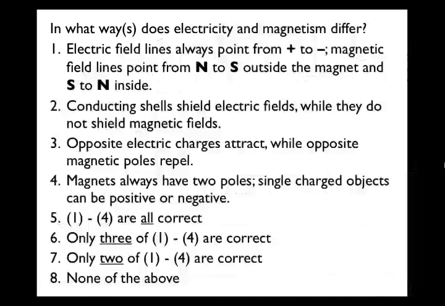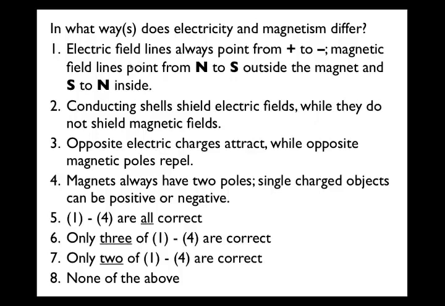In what ways does electricity and magnetism differ? And the options are: electric field lines always point from positive to negative. Magnetic field lines point from north to south outside the magnet and south to north inside. Conducting shells shield electric fields while they do not shield magnetic fields. Opposite electric charges attract while opposite magnetic poles repel. And magnets always have two poles. Single charged objects can be either positive or negative rather. The correct answer to this is that 3 of those 4 statements are correct.